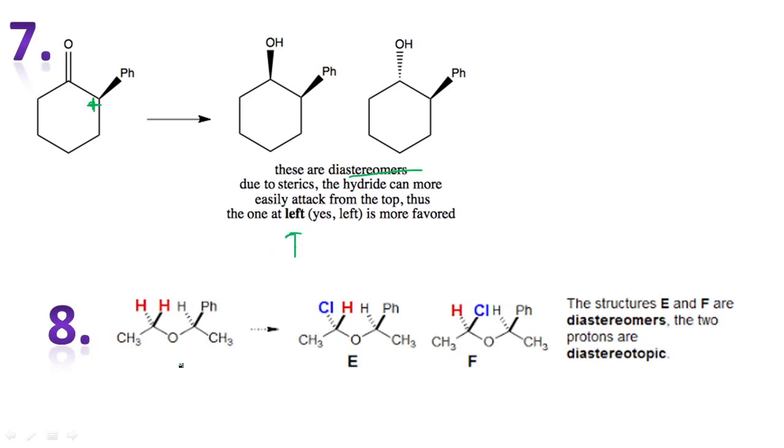Now in example number 8, you have this molecule. So this looks pretty much the same, but it's not. As you can see, the hydrogens in red, when these undergo substitution by chlorine, we have structures E and F. These are diastereomers, and the two protons are known as diastereotopic.